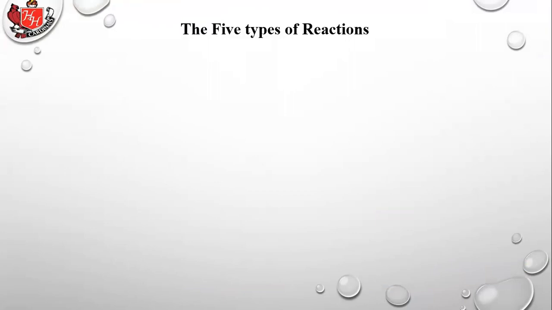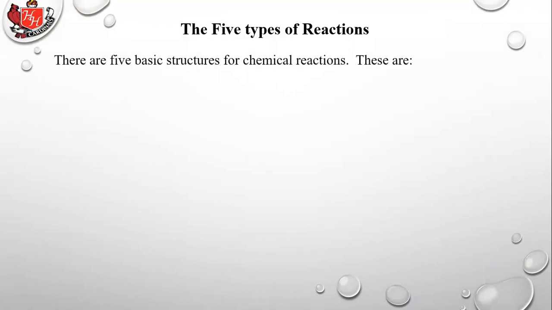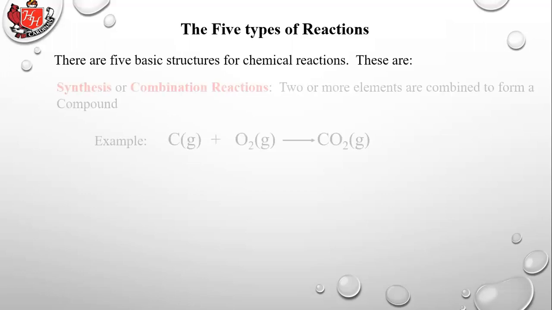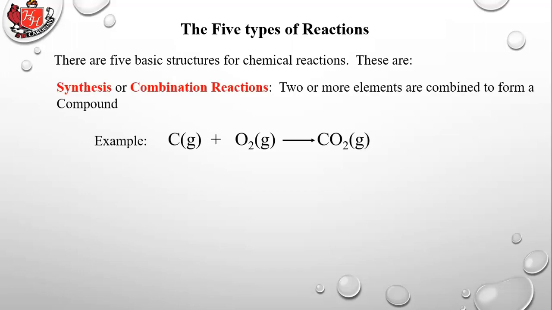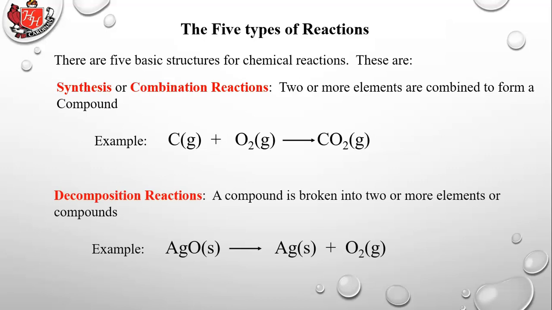Okay, we're going to wrap up this lesson in this unit with the 5 basic types of reactions. So there are 5 basic structures for chemical reactions. These are synthesis or combination reactions. 2 or more elements are combined to form a compound. So carbon plus oxygen gives you CO2.